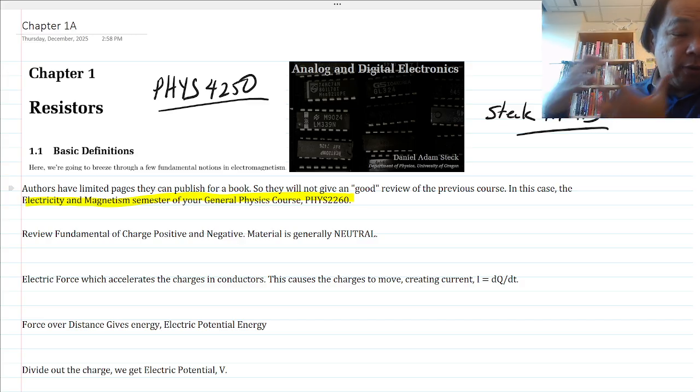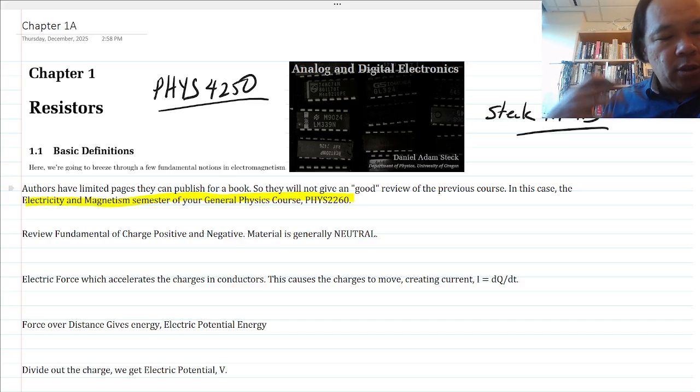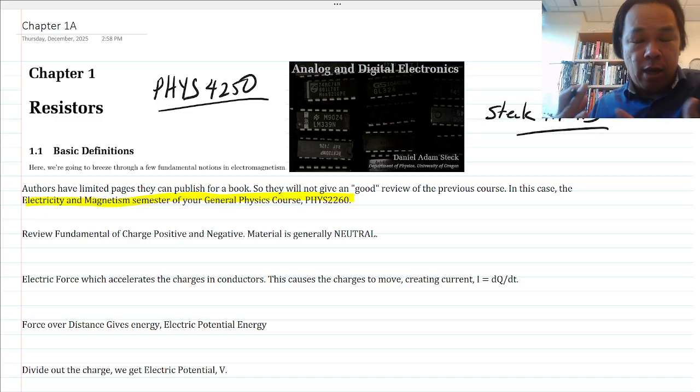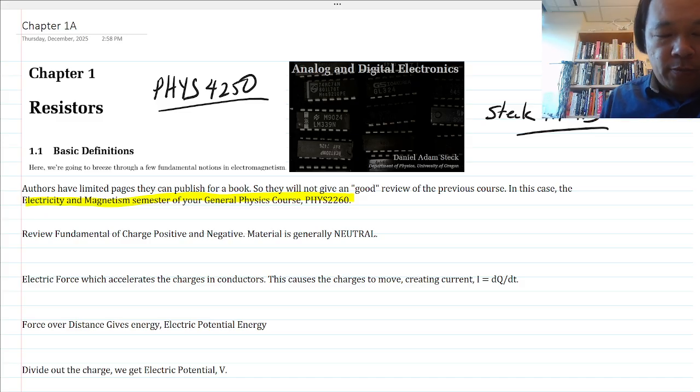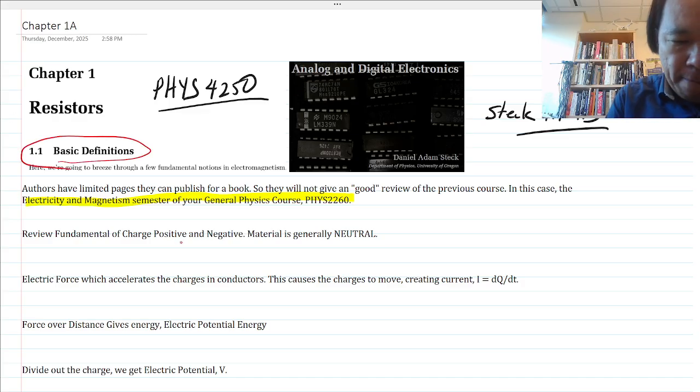So I'm going to follow what the textbook does, where it just gives you a brief overview, so each sentence is like one chapter in Phys 2260. Just be aware that what you see here is not going to be a complete review. It is expected that you review the previous course or have recently taken it, so that you're familiar with the material already.